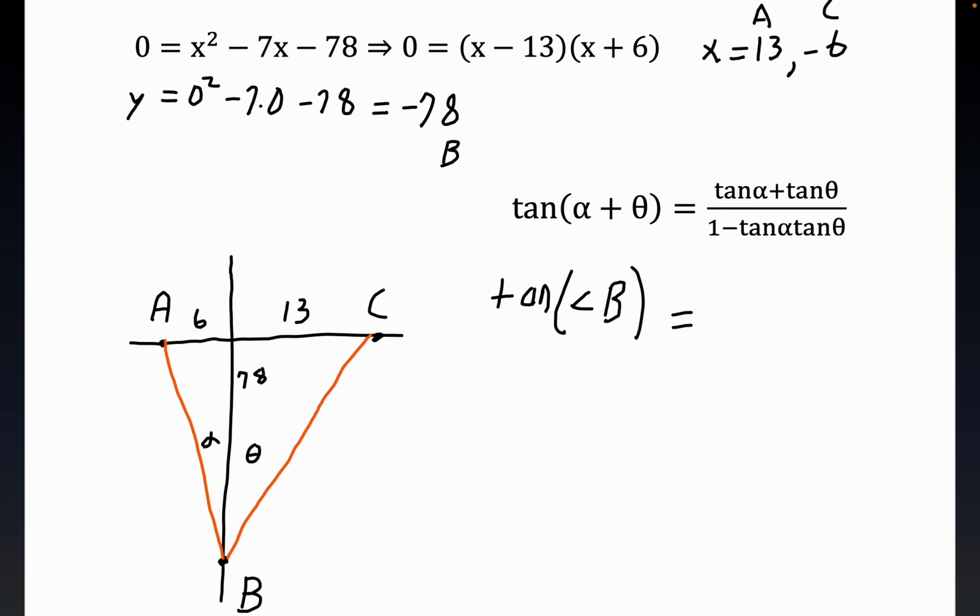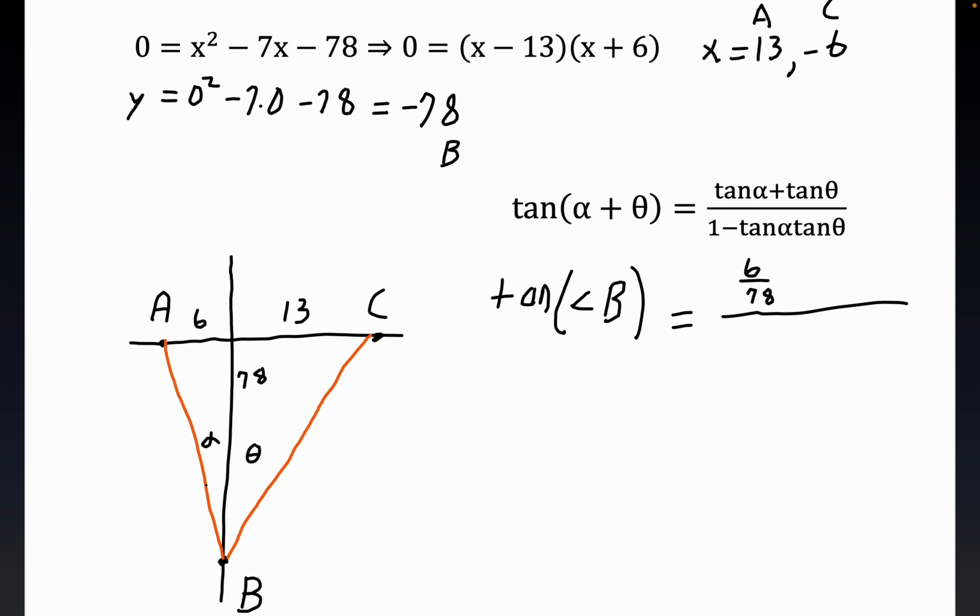See, alpha plus beta is equal to the measure of angle B. So that's why I wrote it down just like this. And then the rest of this is just reading directly from the diagram. You would get 6 over 78 is the tangent of alpha. Remember, tangent's just defined to be the length of the opposite side over the length of the adjacent side, which is exactly what we got right here.